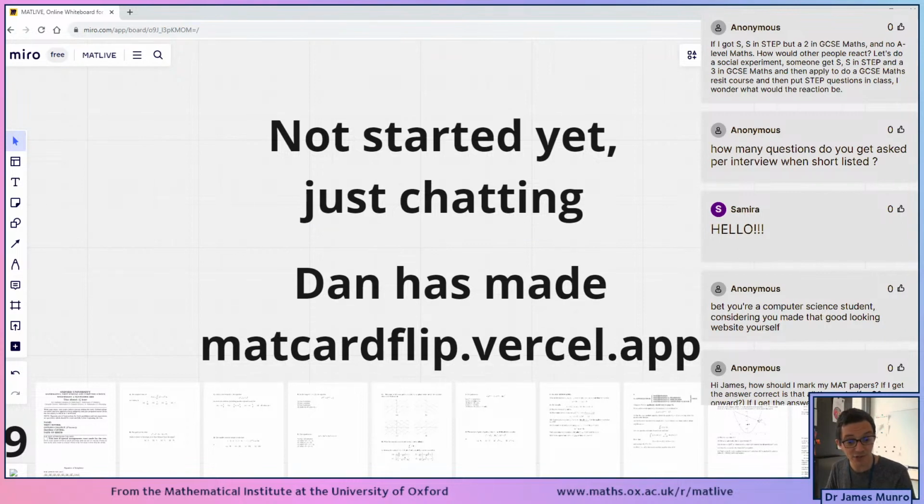Good job, Dan. If I got SS in STEP, says an anonymous person in chat, so those are the top grades in STEP, a very hard test, but 2 in GCSE maths, it seems unlikely already.